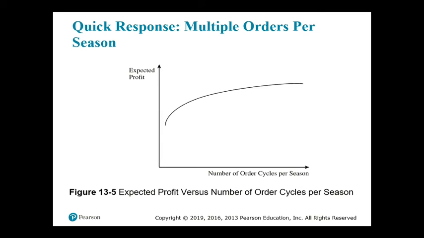Then should we order as frequently as possible? No, because there is a cost involved in ordering. Every time you order, you incur an order cost. So that is the trade-off between efficiency and responsiveness. There is no simple answer. It has to be case by case.